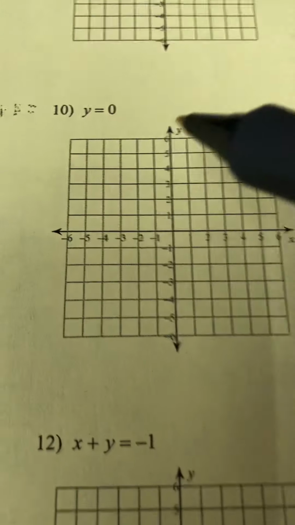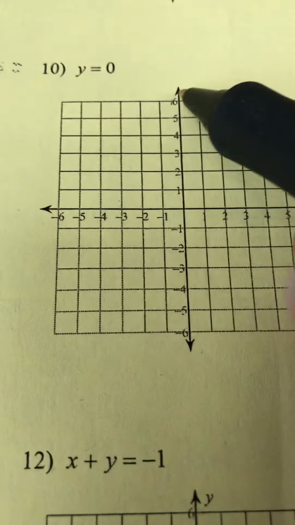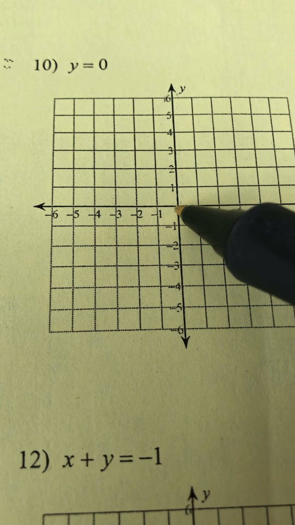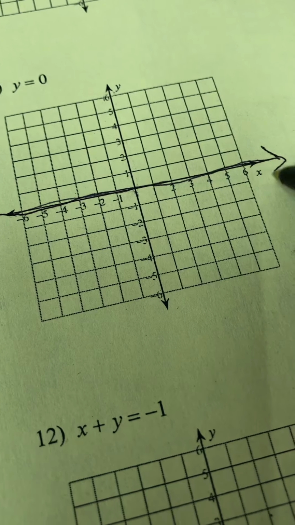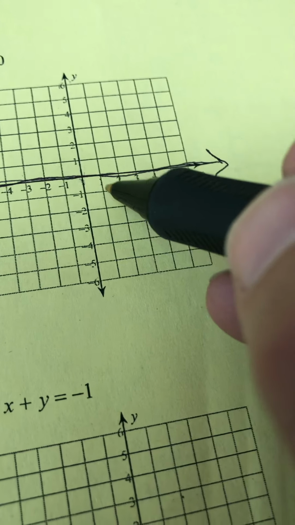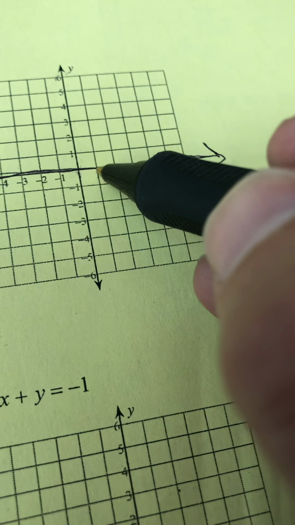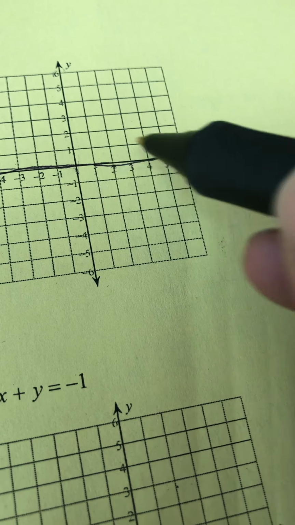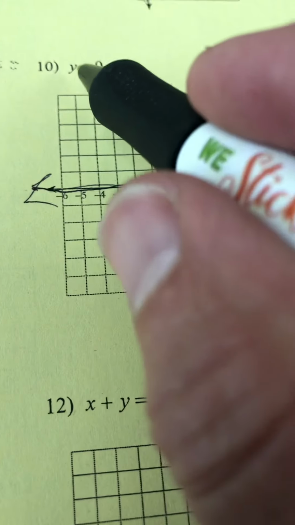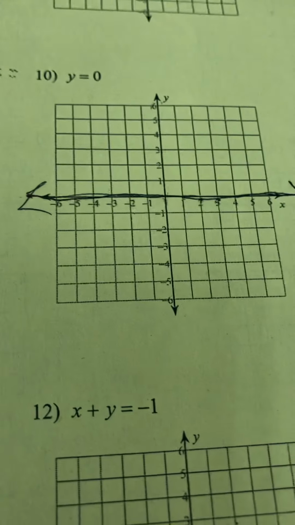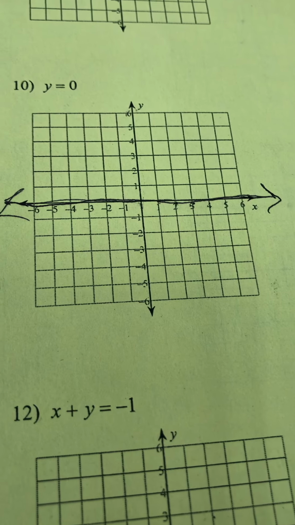Number 10 was a weird one. Y equals 0. Well, where's y 0? It's right here. Y is always going to be 0 no matter what x is. So I just draw another heavy line over the x-axis, and that's where y equals 0. Notice x is going to equal different things on this line. X is going to be 1 here, 2 here, 3, but all the time y is 0, and that's what we want. Okay, so there's that one.